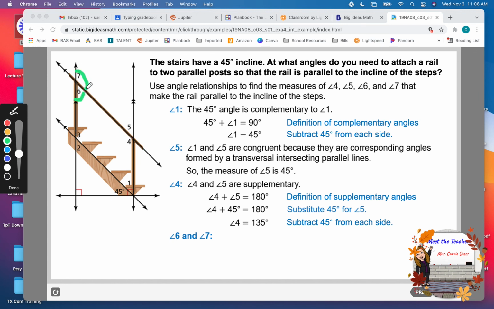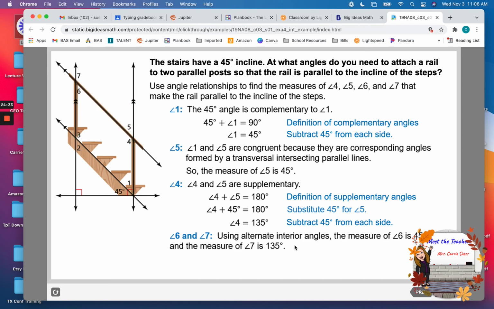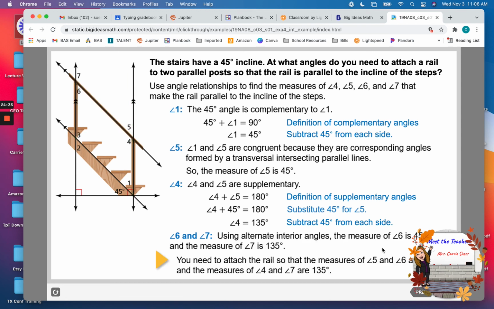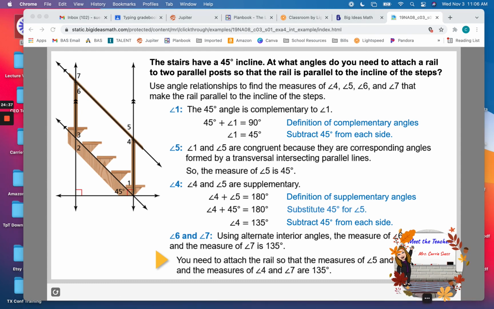Now 7 is right here. It would be corresponding to this one, which is vertical to 4. What was 4's angle? 135. So do we know the measures of angle 6 and 7? Yes. I don't know how they did it, but you got them right. Not that you can see. Move my face.